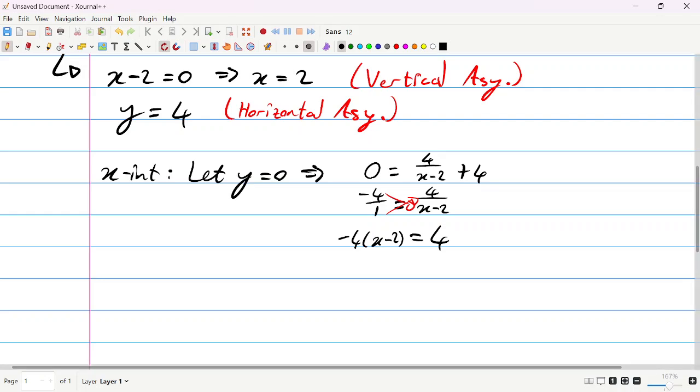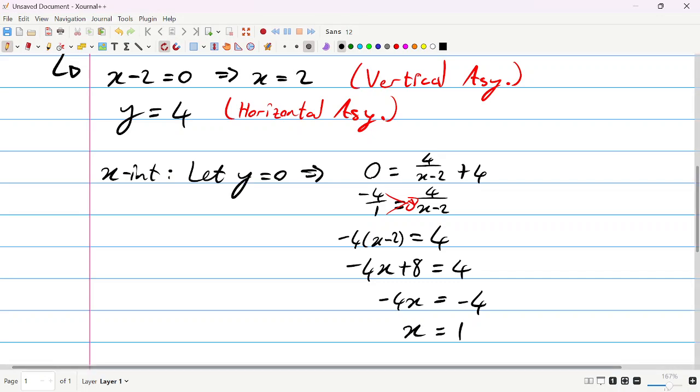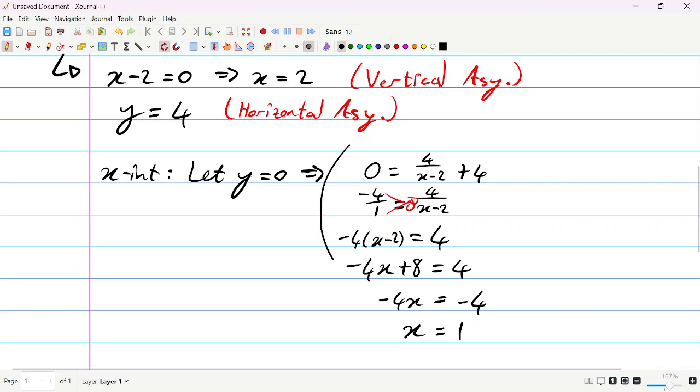And then from here, we just multiply the negative 4 in. So we're going to have negative 4x plus 8, which is equal to 4. And if we just take this positive 8 over, we're going to have negative 4x equals 4 minus 8, which is just equal to negative 4. And therefore, that implies that our x-intercept, if we divide both sides by negative 4, is just going to be 1. So that is our x-intercept.